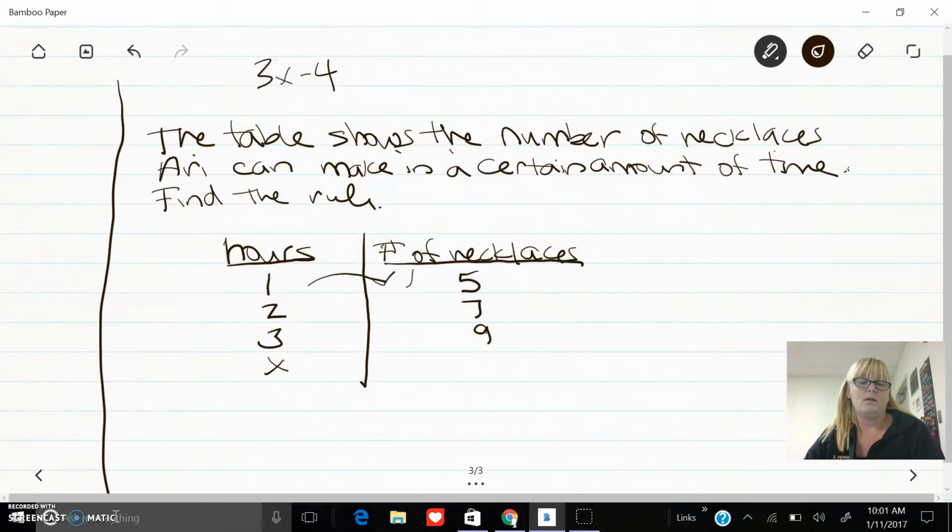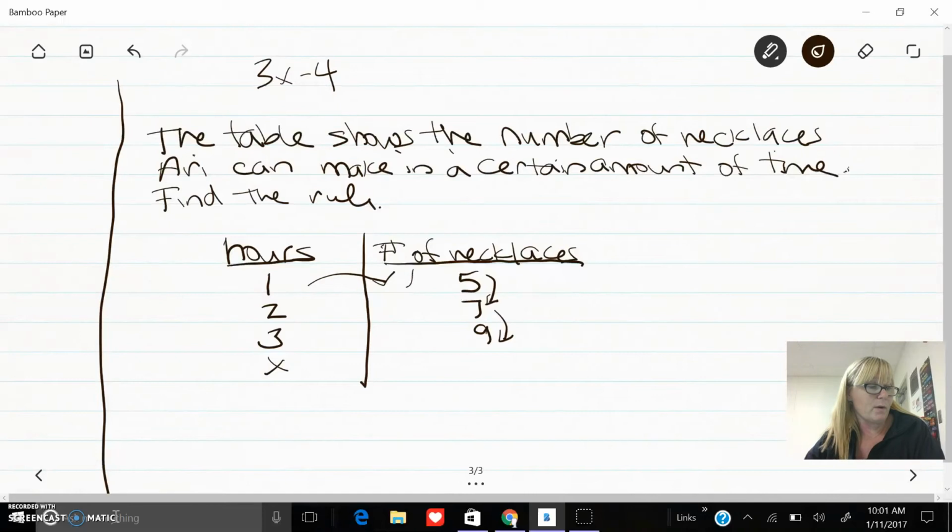Can I get here? I can multiply by 5, but 2 times 5 is not 7, it's 10. I can add 4. 1 plus 4 is 5. 2 plus 4 is 6, not 7. Okay, so I got to look at the other data. So what I'm going to look at is here. How do I get from 5 to 7 and then 7 to 9?